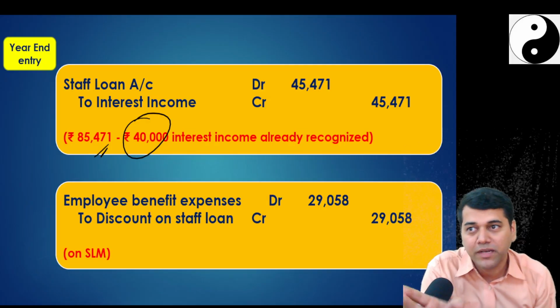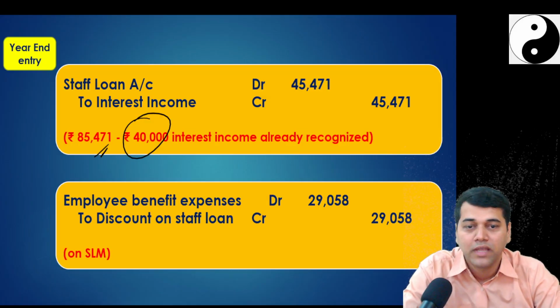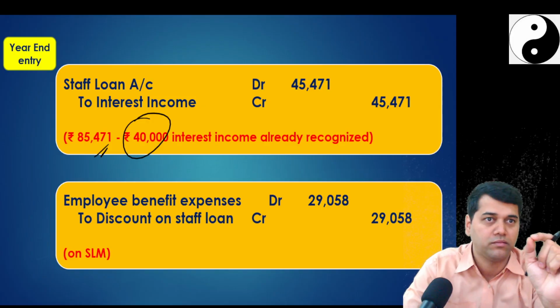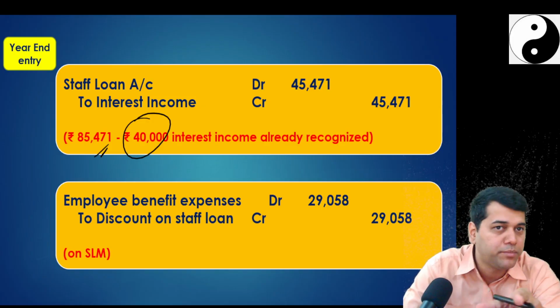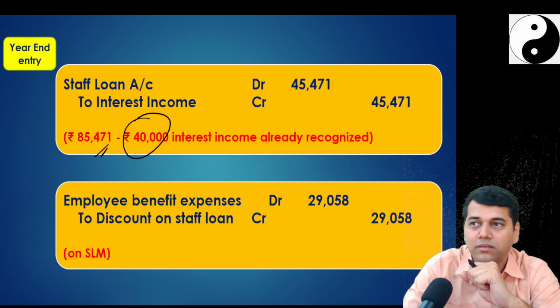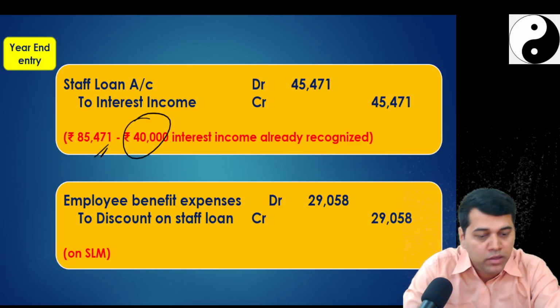One was the preference capital, one was the employee loan there. And you see how much technicality is involved. Simple. At the outset, is it not simple? It's very simple. But you see how many challenges are involved.